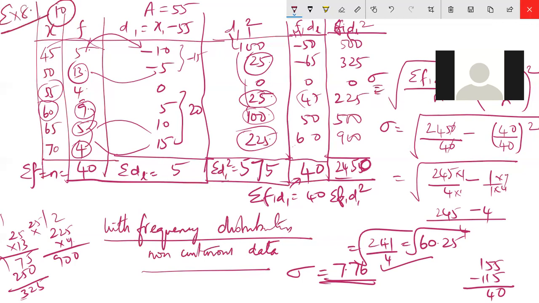Correct? 10th sum, yeah. 9th sum was very easy. 10th sum also easy only. You have to find out which formula to use and then use it. Okay, let me copy and paste it in here.